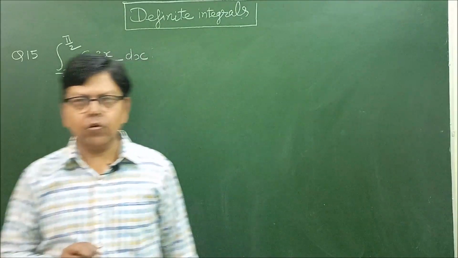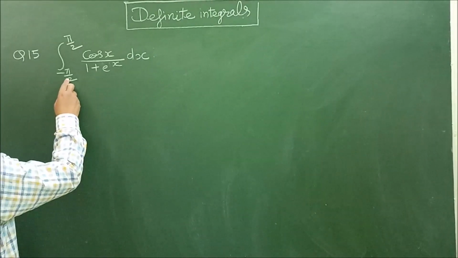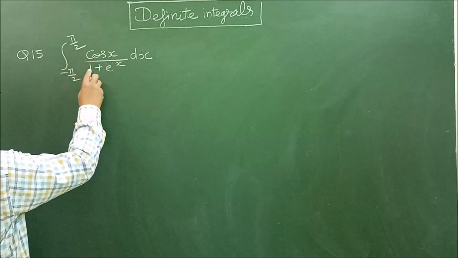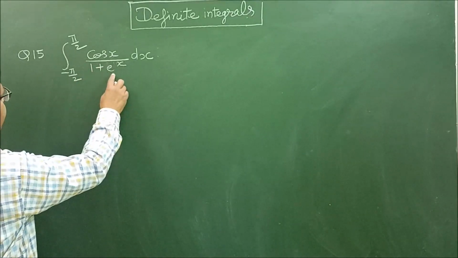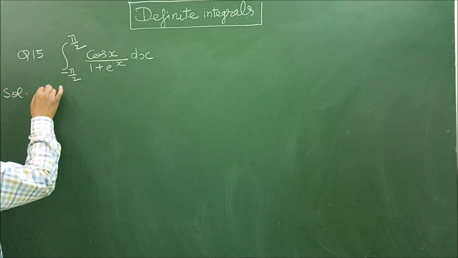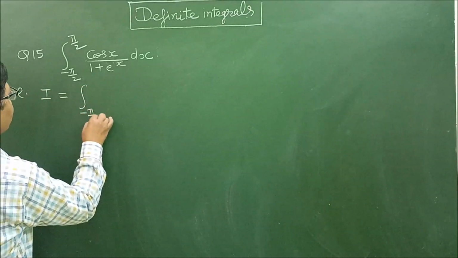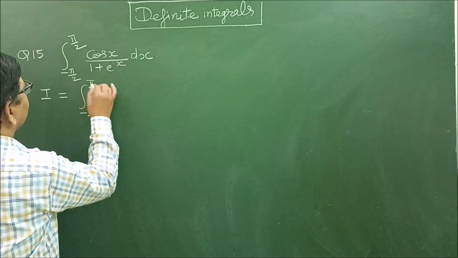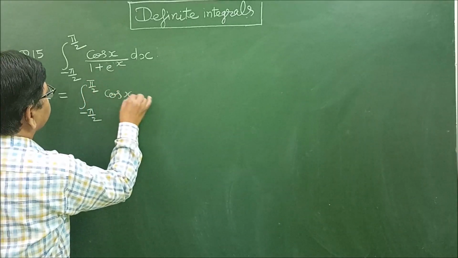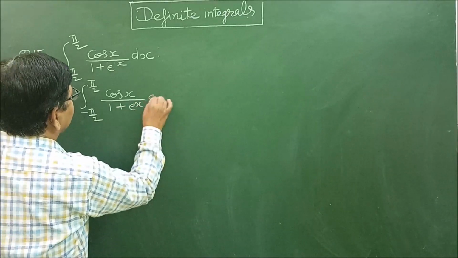Next question, question number 15. Evaluate the definite integral from minus pi by 2 to pi by 2 of cos x upon (1 + e raised to the power x) dx. So let this definite integral be equal to I, the integral from minus pi by 2 to pi by 2 of cos x upon (1 + e raised to the power x) dx.